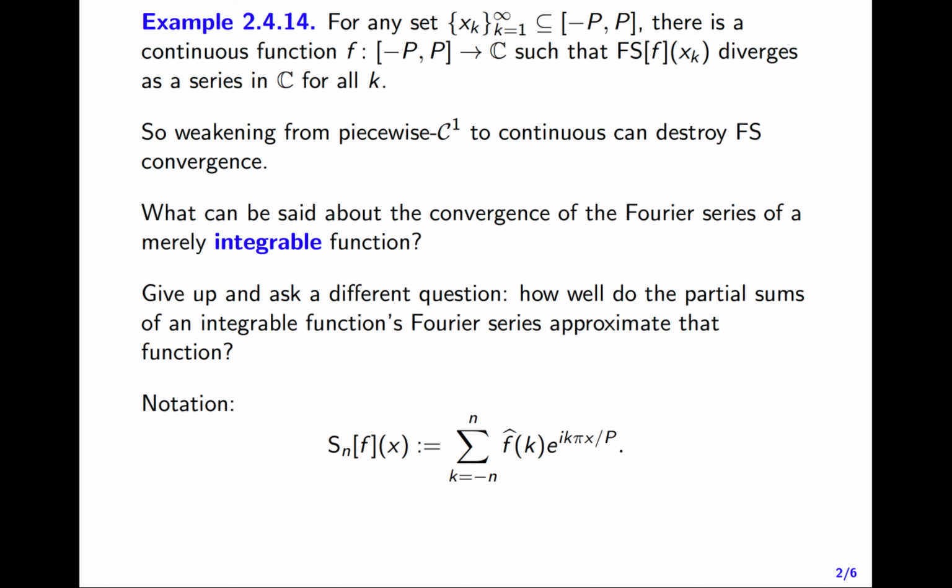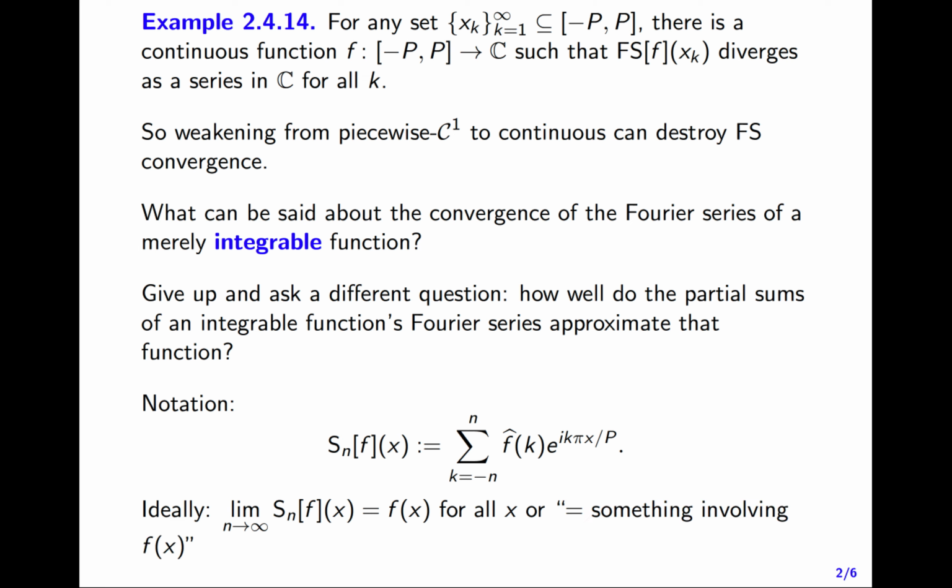And I'll use the notation throughout this video. Sn on f at x is the sum from k equals minus n to n of f hat of k times e to the ik pi x over p. So this is the nth partial sum of the Fourier series for f, and I'm just writing it in the complex form for my convenience. Ideally, in the most perfect of worlds, you would have the limit as n goes to infinity of Sn on f at x equals f of x for all x, and we know this is most certainly not a perfect world, so we cannot expect that to happen all the time. Or maybe it would equal something involving f of x in a slightly imperfect world. But that's not going to happen.